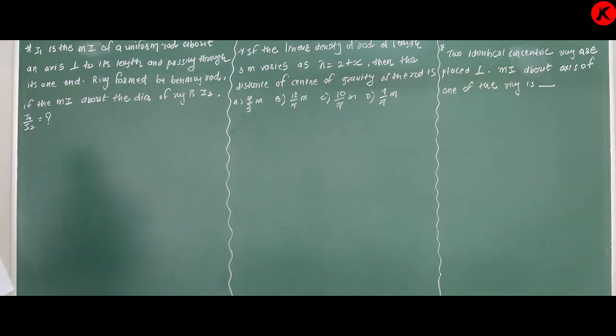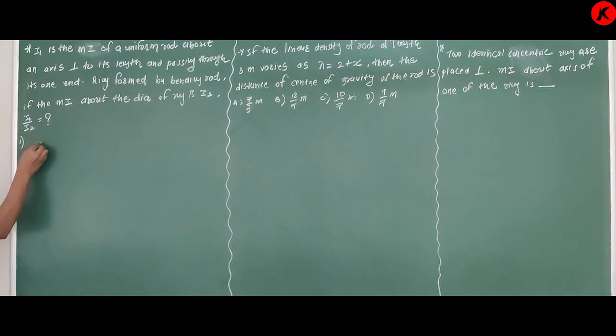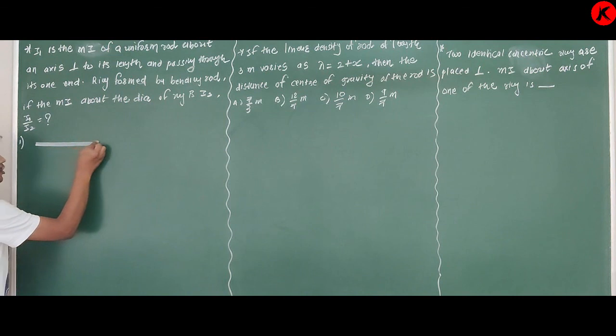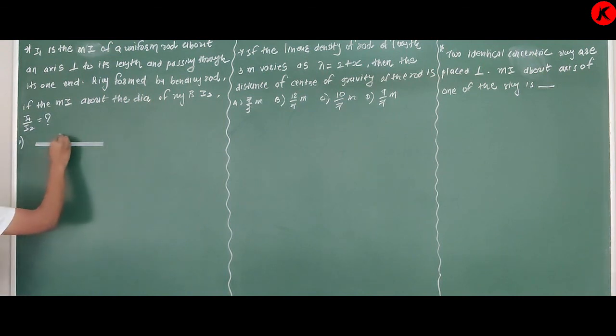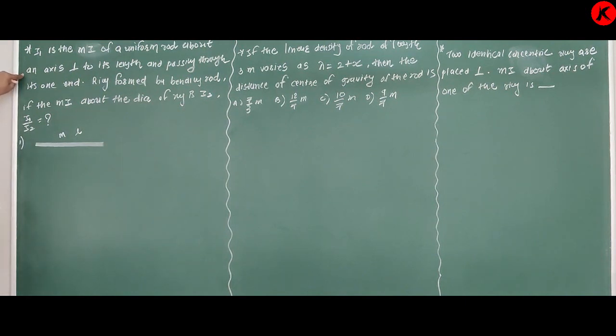Understand the question. I1 is the moment of inertia of a uniform rod about an axis. First, you are given a rod. Let the mass of the rod be M and its length be L, about an axis perpendicular to its length and passing through its one end. So suppose it is one end, and about this axis, its moment of inertia, we know that.